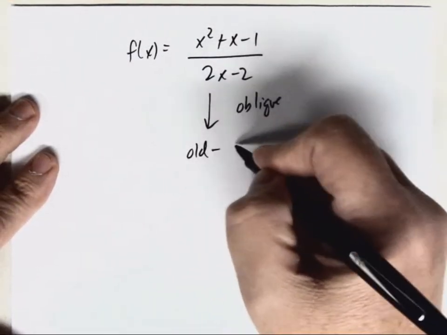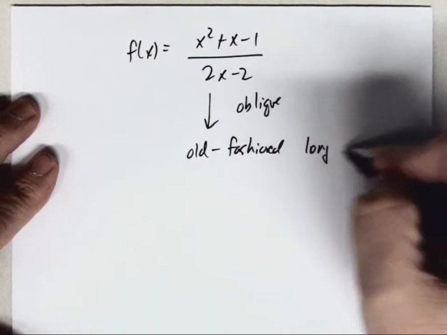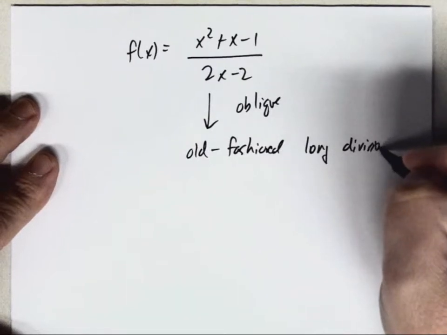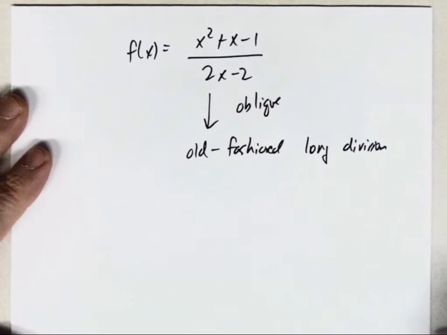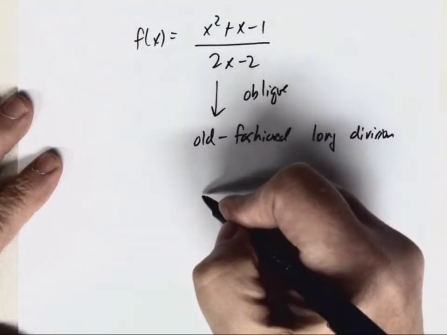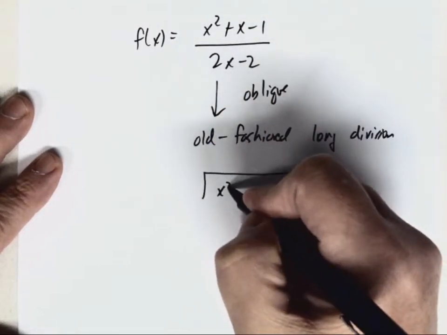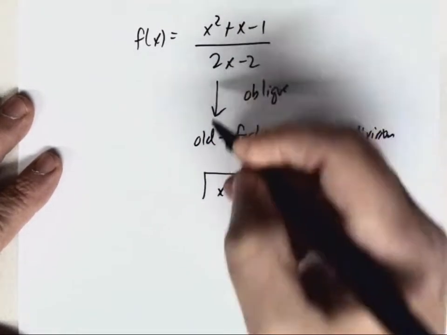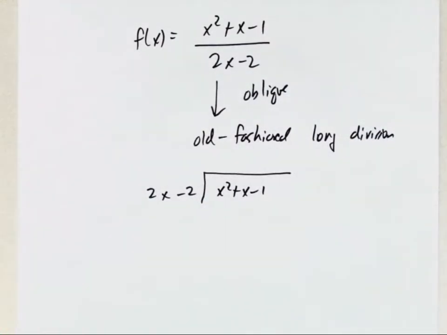I have to figure out this oblique asymptote. What do we do? Amazingly enough, we're going to do old-fashioned long division. We're going to take this fraction and turn it into a division problem. So really, we could think of this as x squared plus x minus 1 divided by 2x minus 2. We're doing old-fashioned division, except we've got some variables instead of just numbers. Hopefully you remember how to do old-fashioned division.